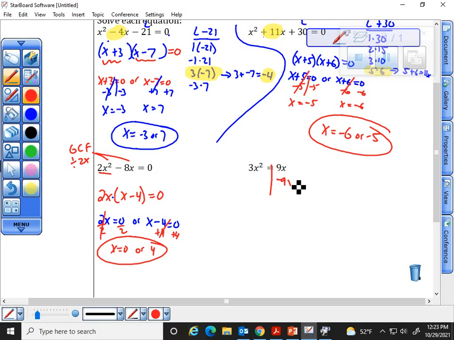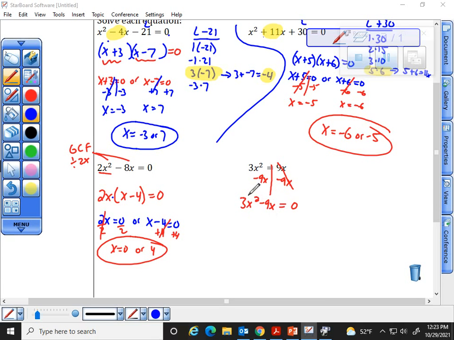Now this last one's not set equal to 0, so I'm going to create that by subtracting 9x. So 9x minus 9x does cancel. And then a minus 9x over here will give me 3x squared minus 9x. Those do not combine. Please don't try to, because they are not like terms. You have to have the same letter and same power in order to do that.